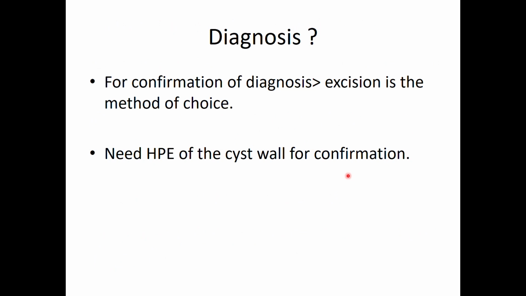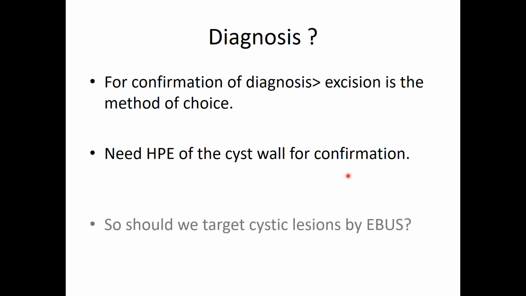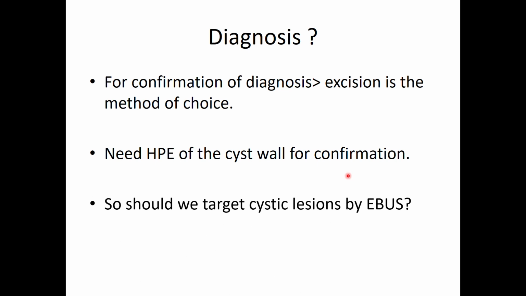So, for the confirmation of the diagnosis, excision is the method of choice, and you still require histopathology of the cyst wall for the confirmation. And so, is there any point, again I will come to that point, is there any requirement to make that diagnosis, because we may go straight away to the surgical, and we are not suspecting any malignancy clinico-radiologically.